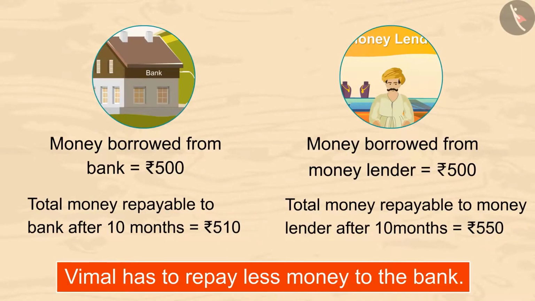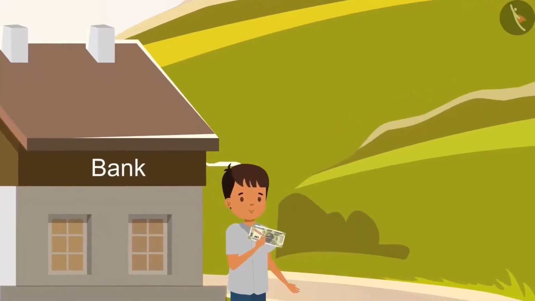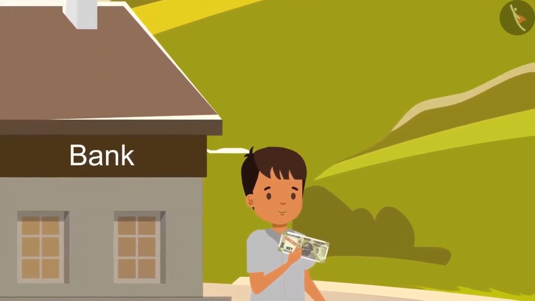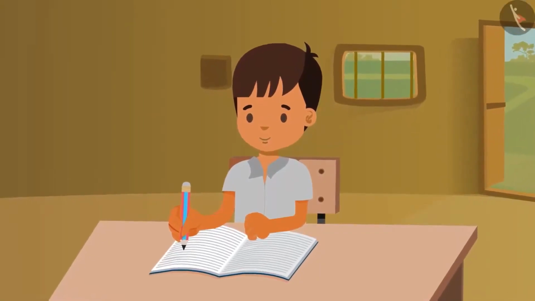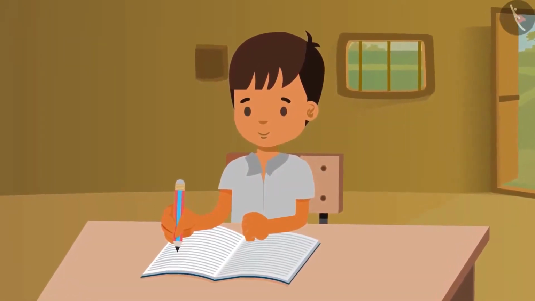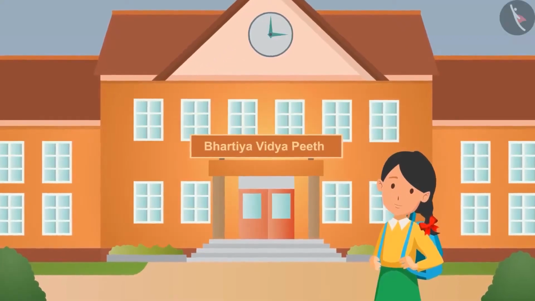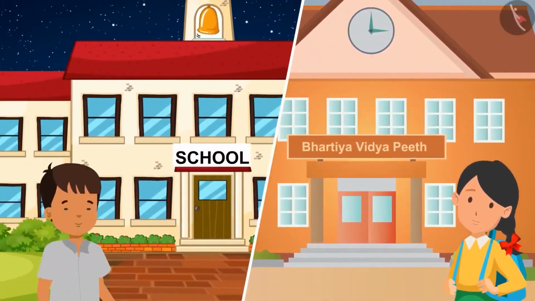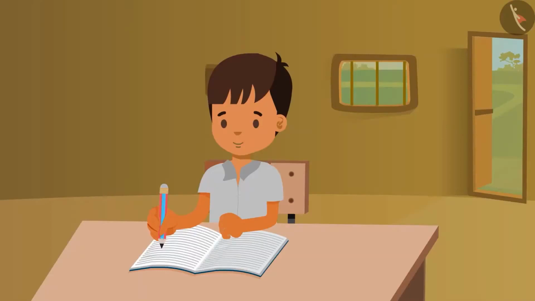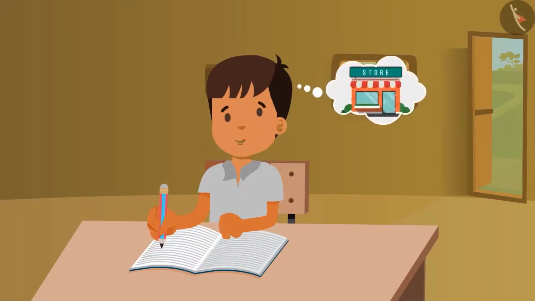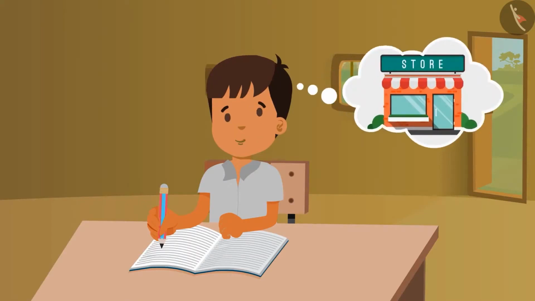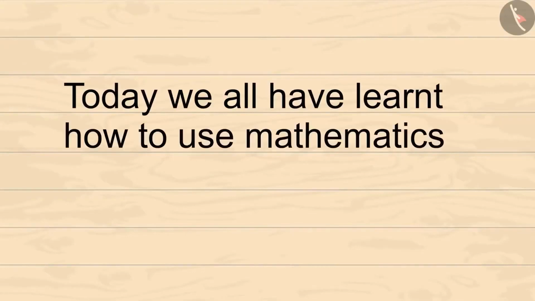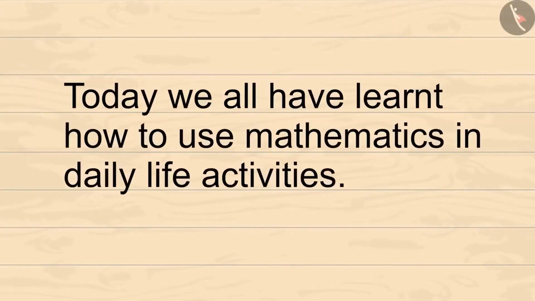Have you guessed the same? Vimal is good at maths. That's why he has borrowed money from the bank itself. As you already know, Vimal loves to study. He daily encourages his sister to go to the school, and he himself is studying in the night school. He also wants to go to the college and then someday wants to start a shop of his own or maybe work in an office. So kids, today we all have learned how to use mathematics in daily life activities.